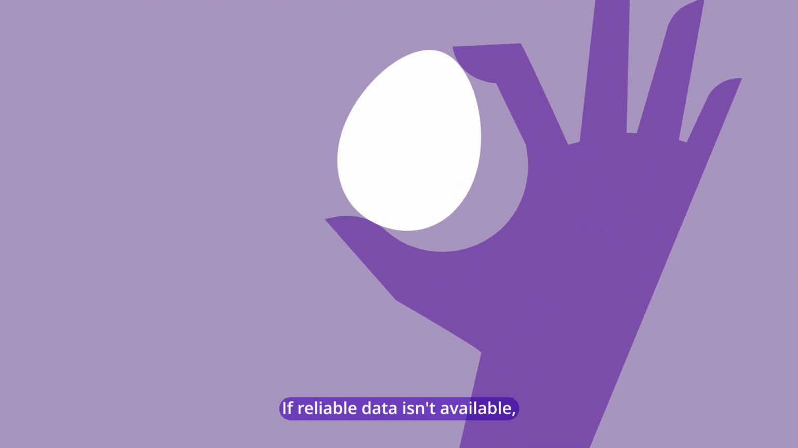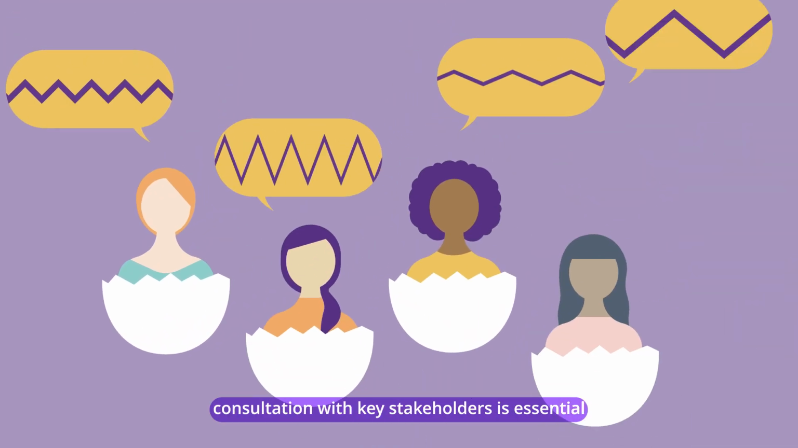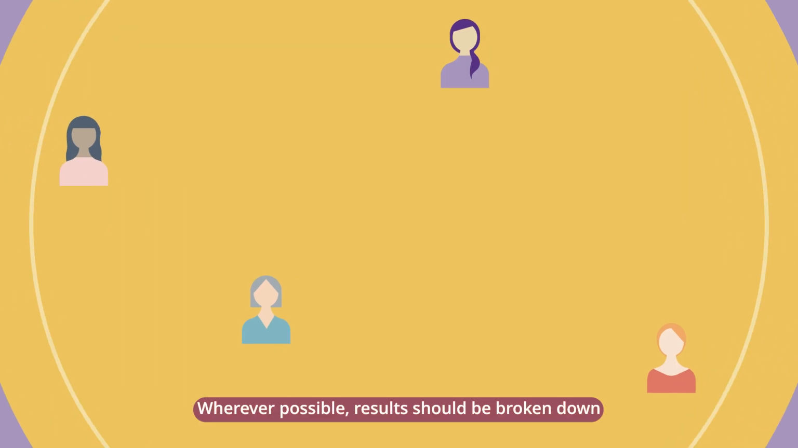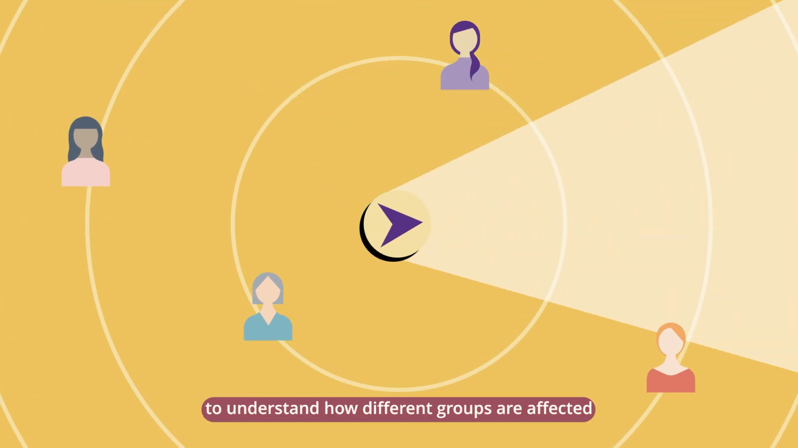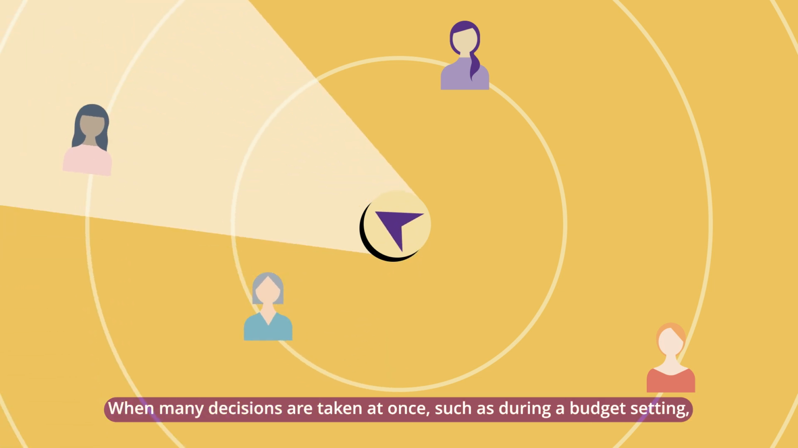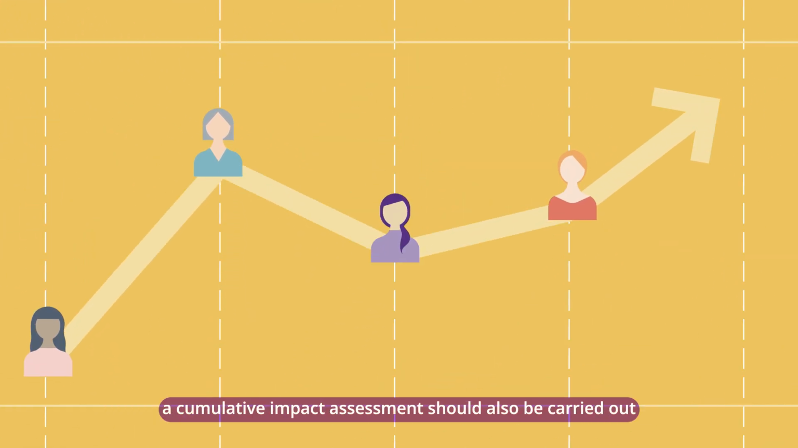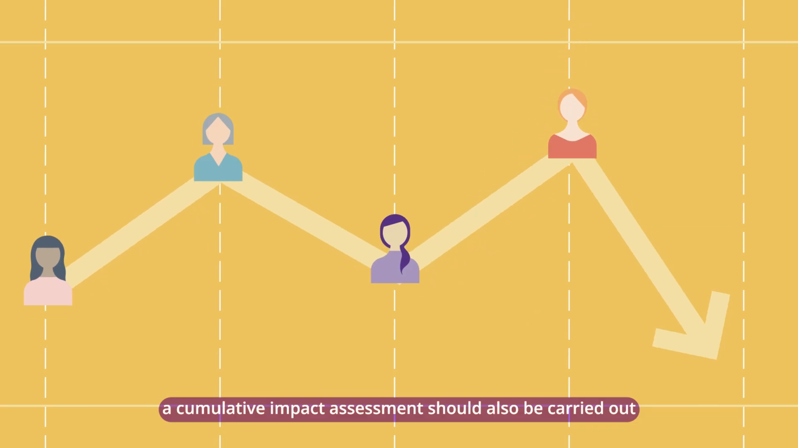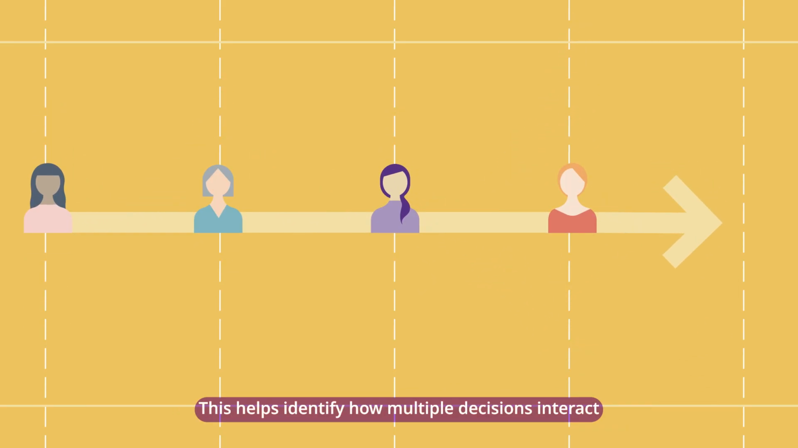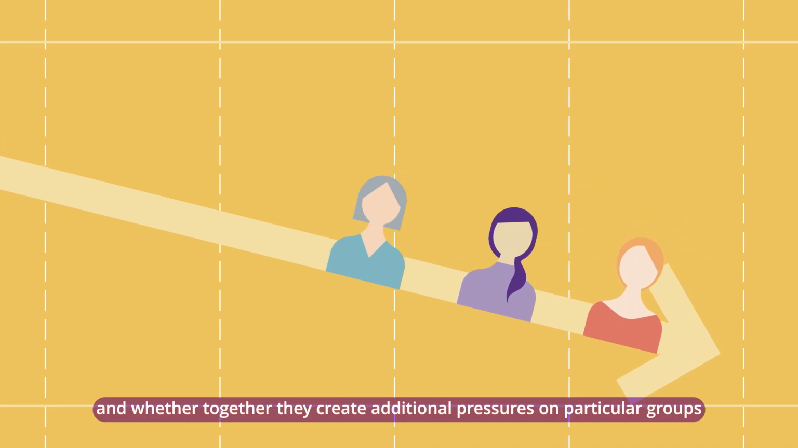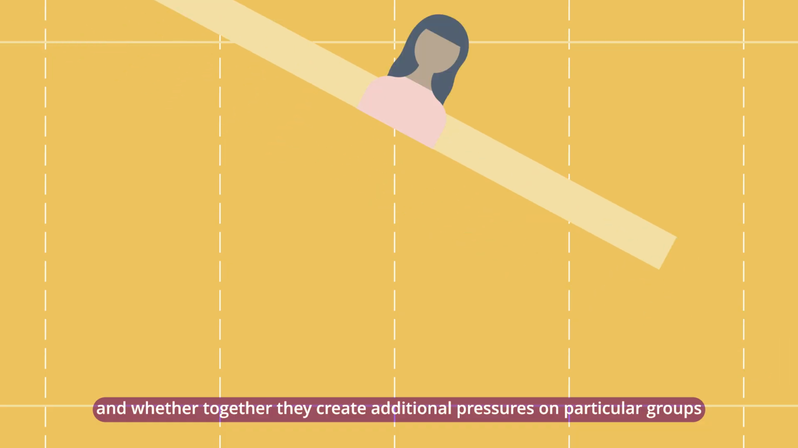If reliable data isn't available, consultations with key stakeholders is essential. Wherever possible, results should be broken down to understand how different groups are affected. When many decisions are taken at once, such as during a budget setting, a cumulative impact assessment should also be carried out. This helps identify how multiple decisions interact and whether together they create additional pressures on particular groups.